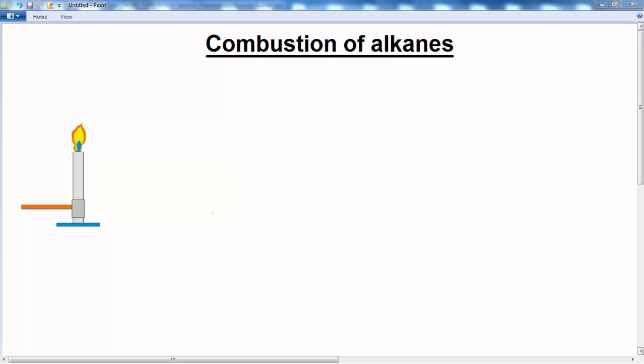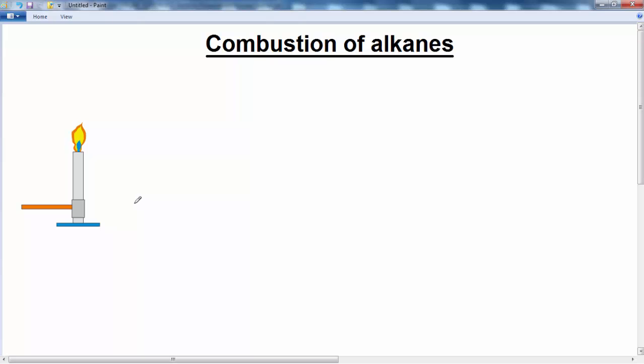In this lesson we're going to look at the combustion of alkanes. Now, the combustion of any substance really means the reaction of that substance with oxygen. So here we're looking at the reaction of alkanes with oxygen. Now, before I write out the general formula, what I'm going to say is this.